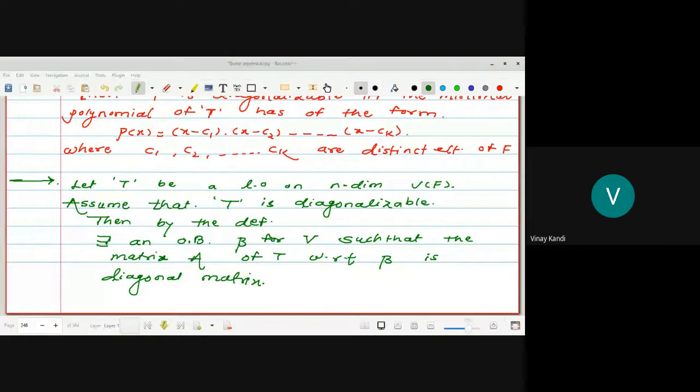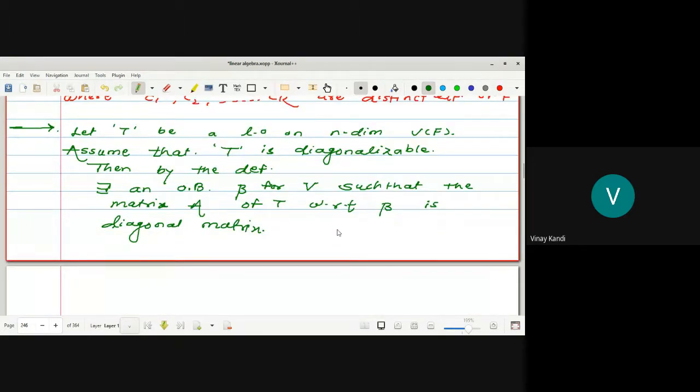Here T is a linear operator on an n-dimensional vector space. Assume that T is diagonalizable, then there exists an ordered basis beta for V such that the matrix A of T with respect to beta is a diagonal matrix. This is the definition of T being diagonalizable. The form of that matrix is in block form, and it will have the following block matrix.